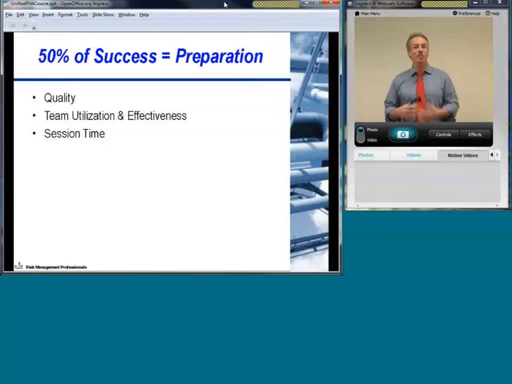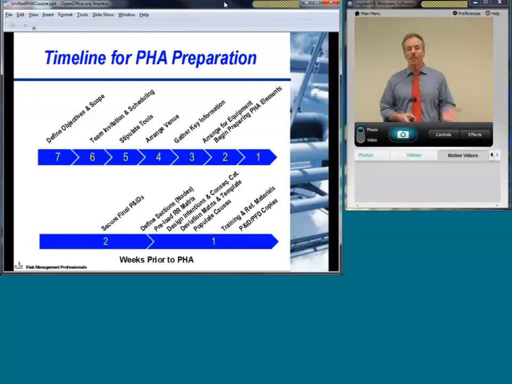We talked last time about the timeline for preparing for a PHA. You've got to start well in advance to define objectives and scope, make sure you've got the right people invited, the tools arranged, the proper venue, getting the key information. A lot of the key information comes about because a HAZOP study is usually used to trigger progress for a capital project. It usually tends to come about during the last weeks right before the HAZOP study is scheduled.